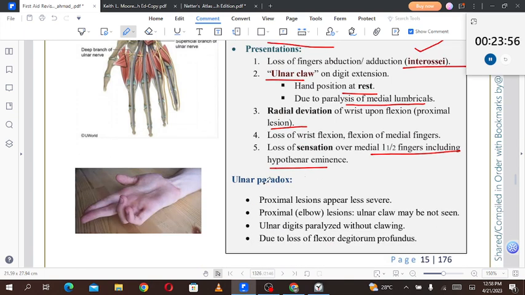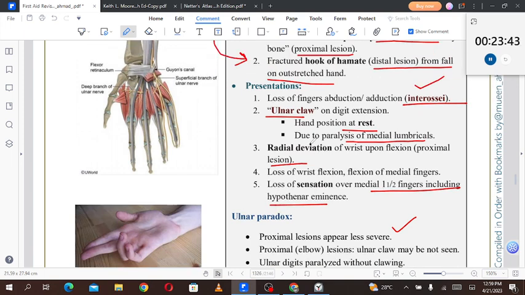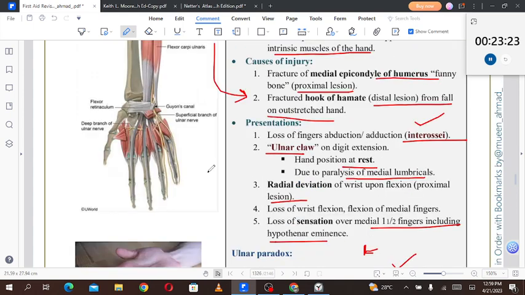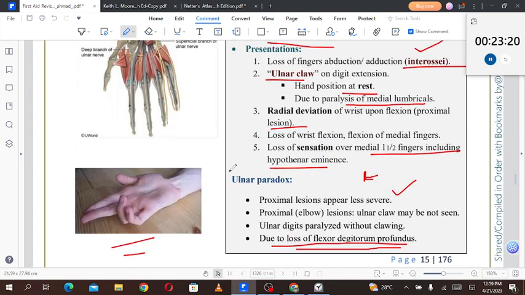Then the ulnar paradox: the proximal lesion appears less severe. In a proximal elbow lesion, ulnar claw may not be seen; the ulnar digits are paralyzed without clawing, due to the loss of flexor digitorum profundus. That's a big thing: if there is a distal lesion, there will be an ulnar claw hand like this, but if there is a proximal lesion, it appears less severe. Why? Because the claw may not be seen, due to the loss of flexor digitorum profundus, which does not allow the claw hand to form. That is the reason proximal lesions of the ulnar nerve are less severe. That is called the ulnar paradox.